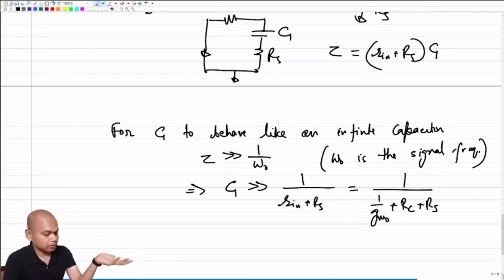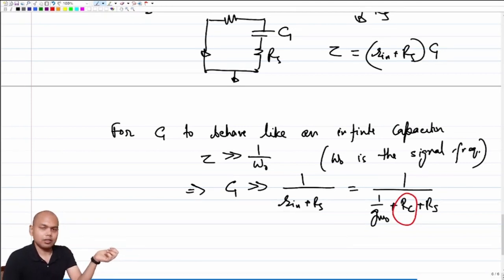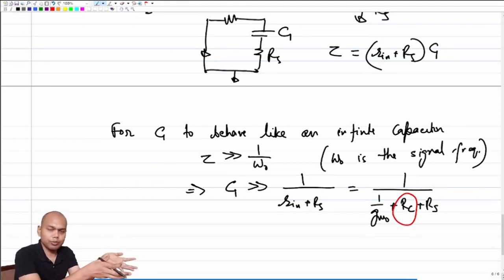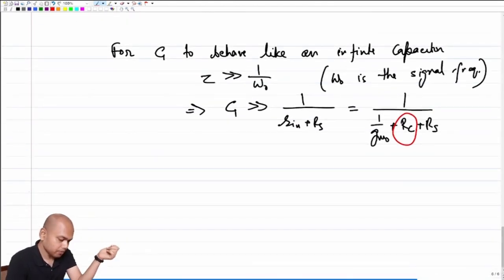But now you will ask me the question, what is RC? Because how do I know what RC is, something that we have also incorporated. How do I know what is the value of and what is the constraint on RC? That would be a perfectly legitimate question, and let's answer that also. So let's assume that we have been able to size C1 such that C1 acts like a short circuit.